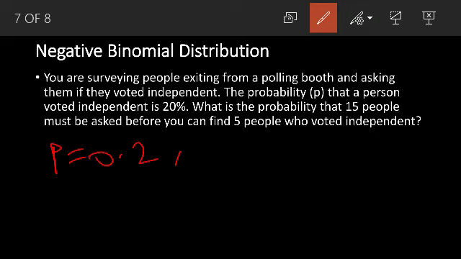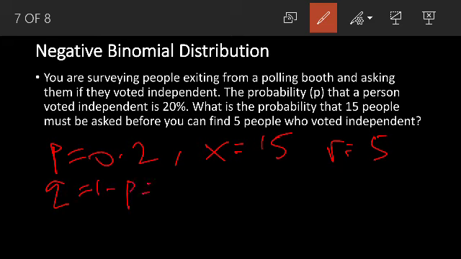You see, so we have 15 trials before 5 successes. In that case, we say that our x is equal to 15. Then our r here is the number of successes, which is 5. Now your q is obviously 1 minus p, which is going to be 0.8.